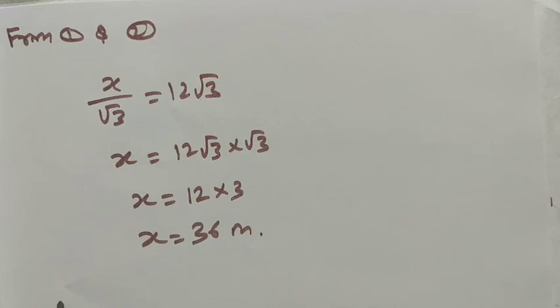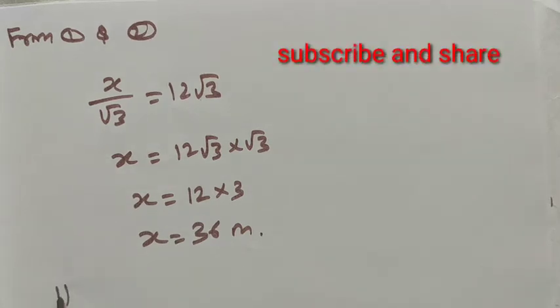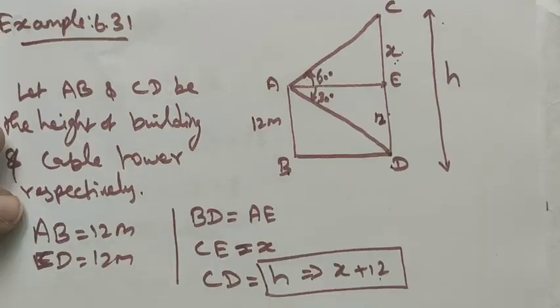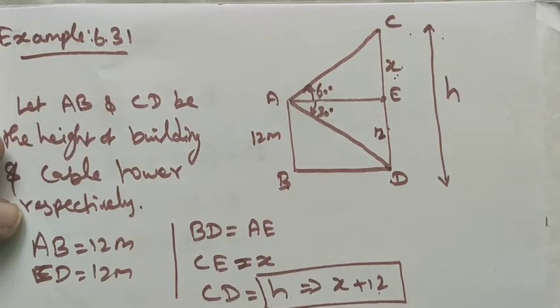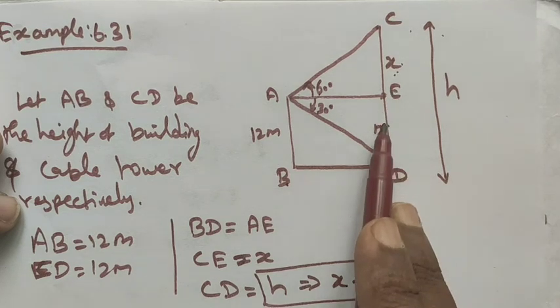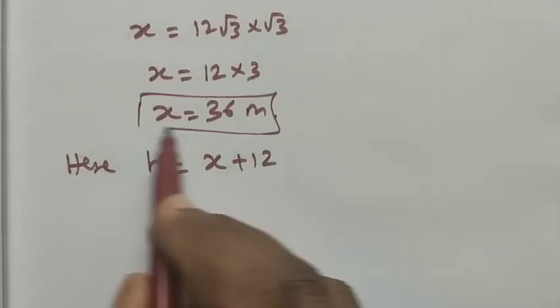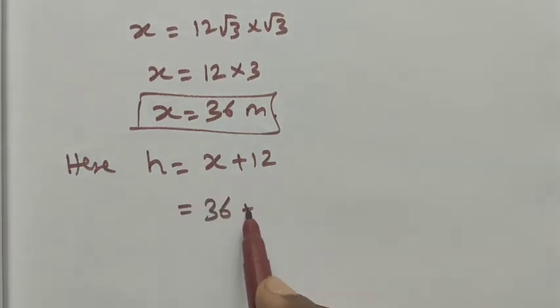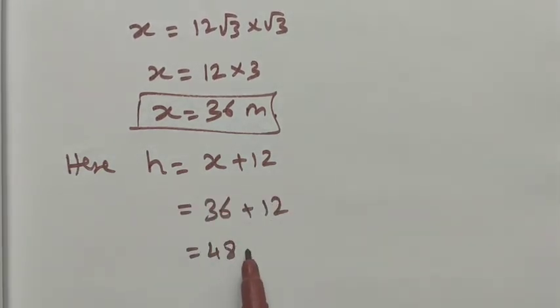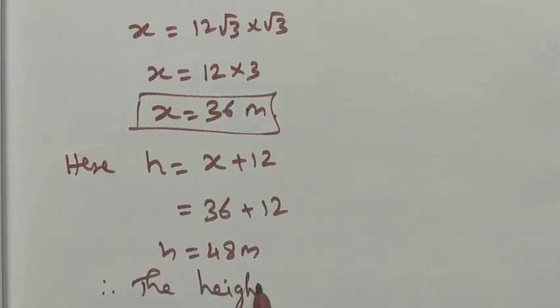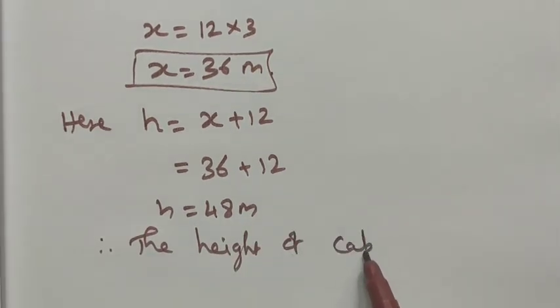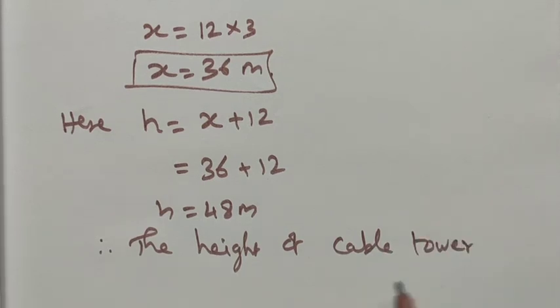Now here H is equal to X plus 12. See, the total height of the tower H is equal to X plus 12. X we have found out, that is 36. 36 plus 12 is equal to 48 meters. Therefore, the height of the cable tower is 48 meters.